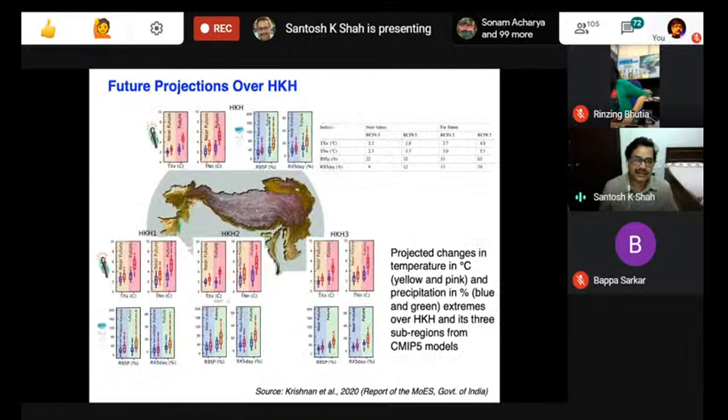Now this is also a future projection of different parameters like temperature, maximum temperature, minimum temperature, precipitation, and 5-day precipitation. These are represented for the near future and the future. Future means more toward the next 100 years, and near future means 10 or 20 years. So if you see the near future, everything is rising. It is really a matter of concern.